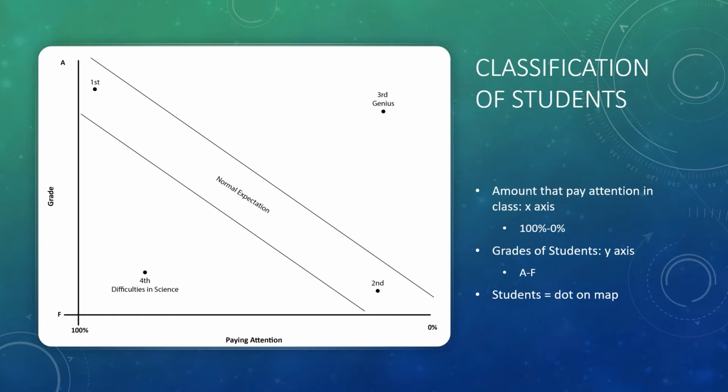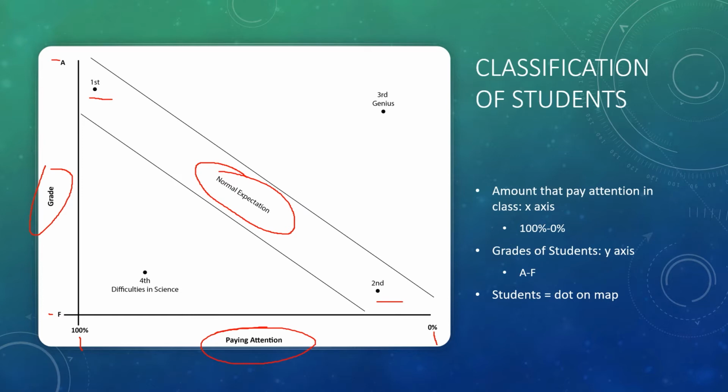What we can see here is that we have an x-axis and a y-axis. Our x-axis is paying attention, y is their grade, and it goes from F to A and 100 to 0, all right? What we see in the middle here is something called a normal expectation. Basically, what we expect is if you pay attention pretty much 100% of the time, you should essentially get an A. If you don't, you should essentially get an F.